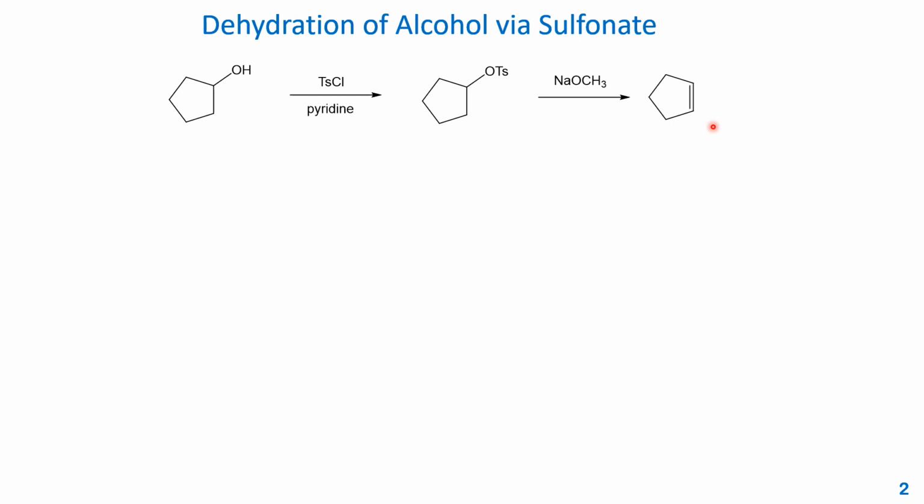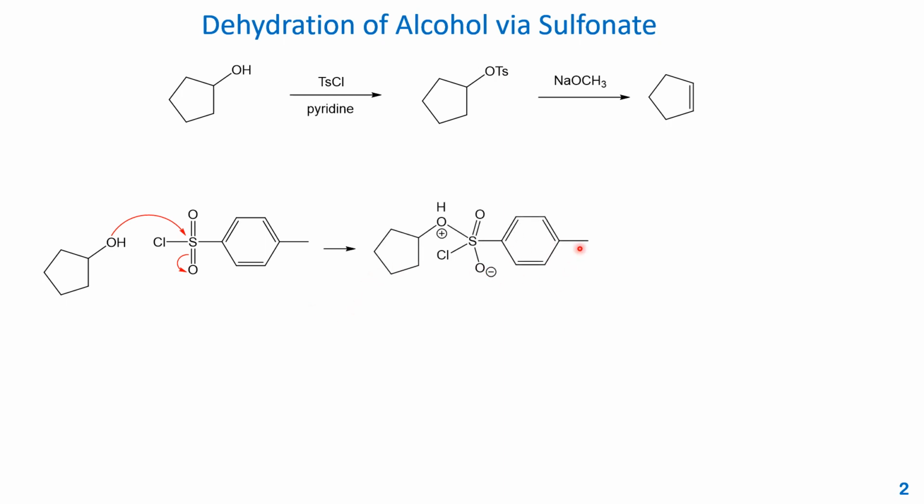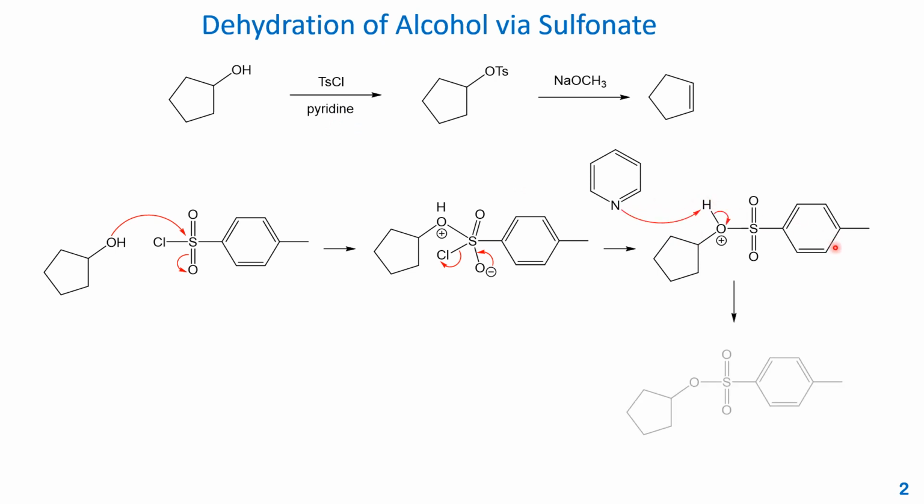Now let's look at the mechanism. First, the alcohol will react with TsCl. It's called tosyl chloride. Basically, it's p-toluenesulfonyl chloride. And then the oxygen's lone pair again attacks the sulfur, breaking the sulfur-oxygen pi bond to form this intermediate. And then the oxide will push back to kick off the leaving group, the chlorine, and then form this protonated intermediate. And then the base will deprotonate this proton and form the neutral intermediate.